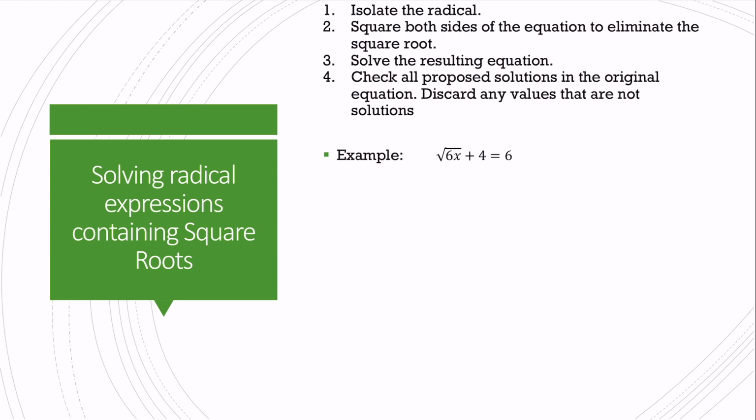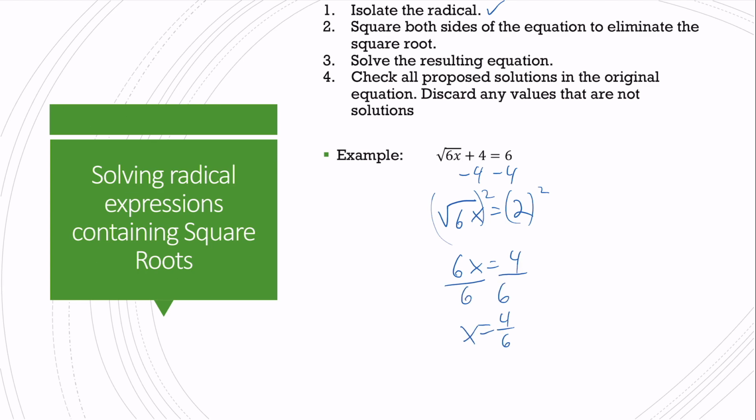5 times the square root of 6x plus 4 equals 2. I need to isolate my radical, so I subtract 4 from both sides. I have the square root of 6x is 2. I can square both sides. I have 6x is 4. I divide both sides by 6, so x is 4/6. We simplify that to be 2/3, and then we substitute it back in.